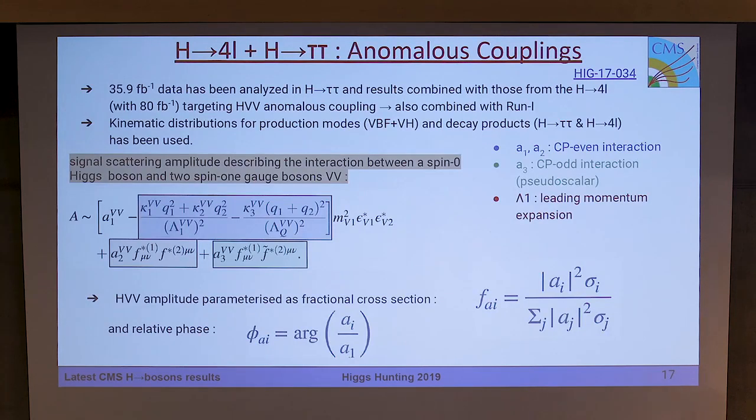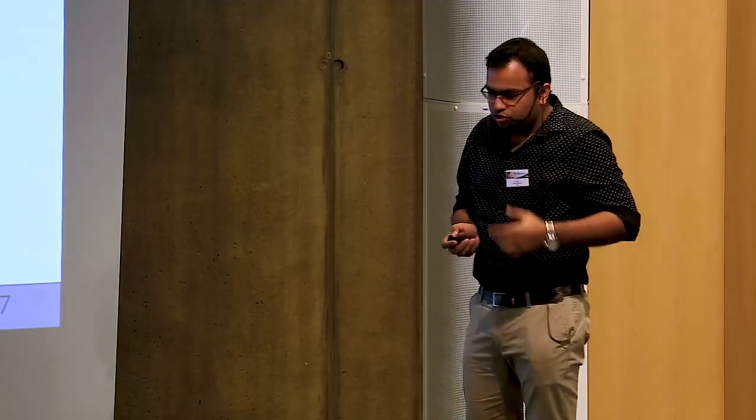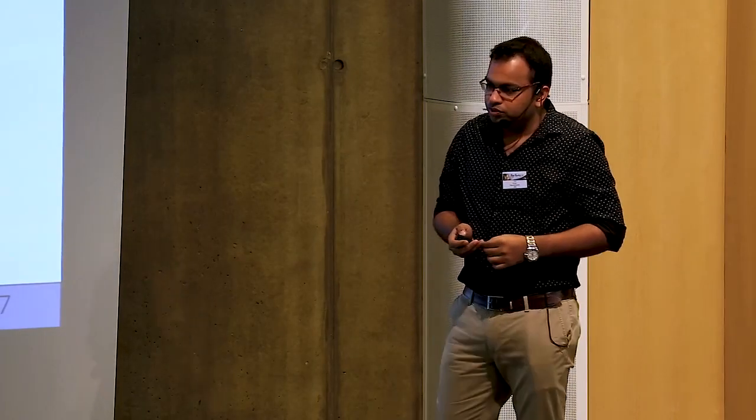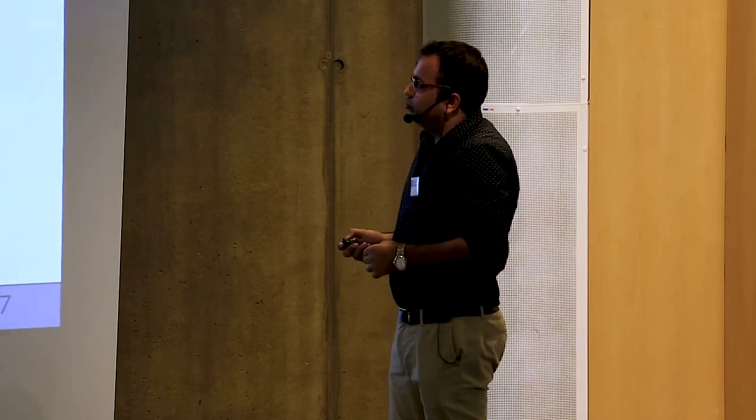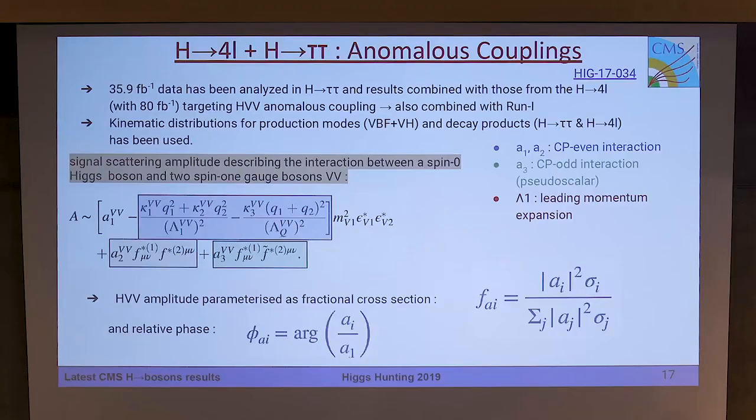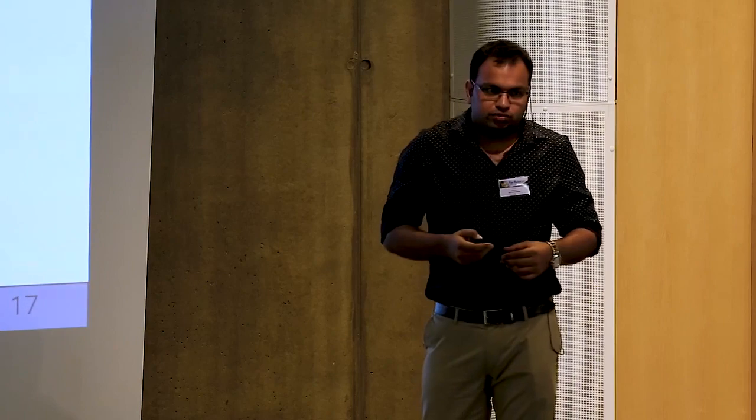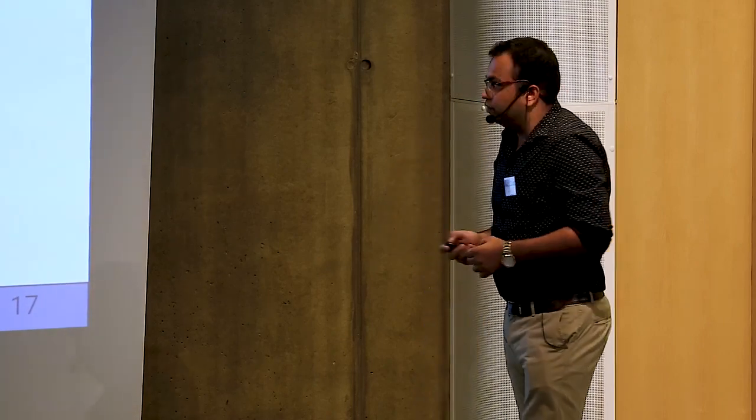So now, slightly changing the topic, we recently had a Higgs to tau tau anomalous coupling result, and then it was merged with the Higgs to 4 lepton result. For the Higgs to tau tau channel, we analyzed 35.9 femtobarn, but then it was combined with the Higgs to 4 lepton, which was around 18 femtobarn, and for the final results, it was also combined with run 1.